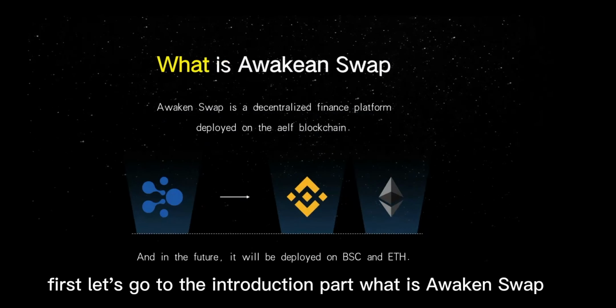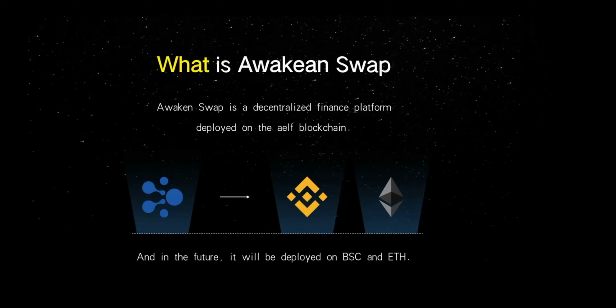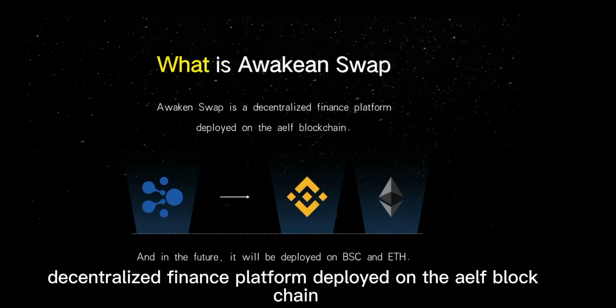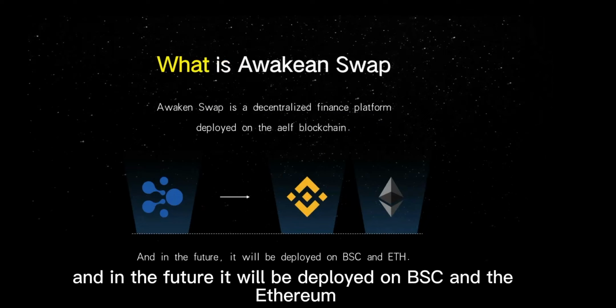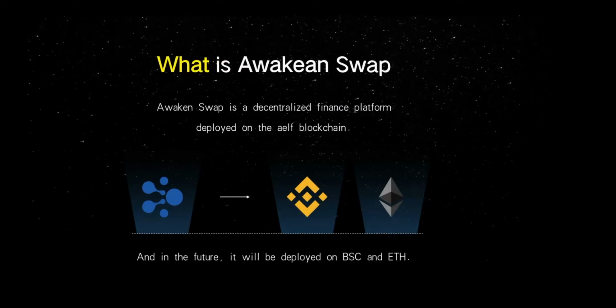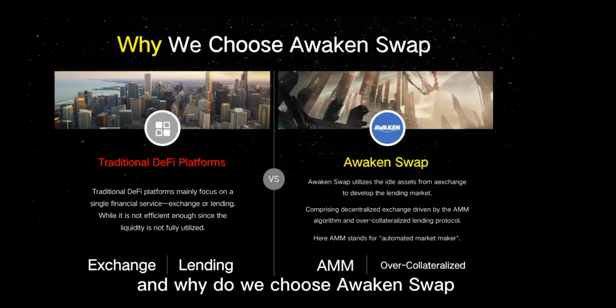First, let's go to the introduction part. What is AwakenSwap? AwakenSwap is a decentralized finance platform deployed on the aelf blockchain. And in the future, it will be deployed on BSC and Ethereum.